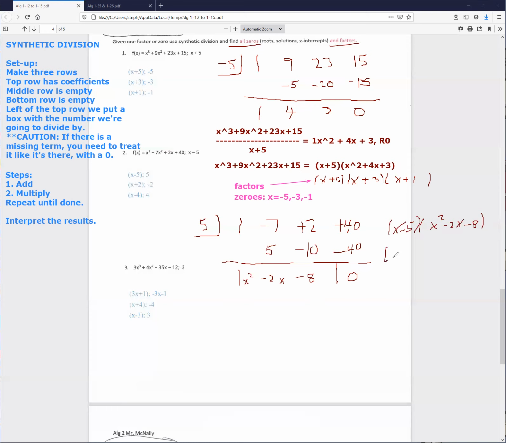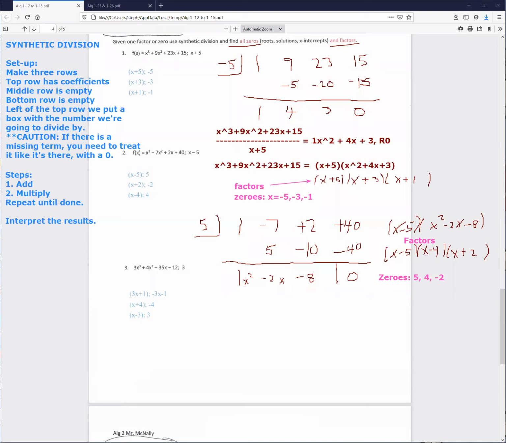And now we just need to factor this completely. So x minus 5 times x squared minus 2x minus 8. So we've got x minus 4 and x plus 2 should factor that. So there are our factors. And our zeros would be 5, 4, and -2. In other words, they're the opposite of what you see in the parentheses.